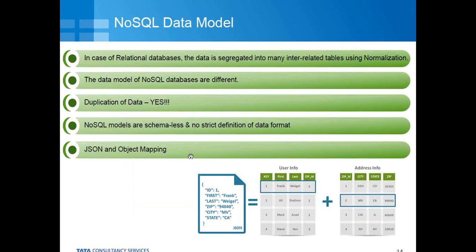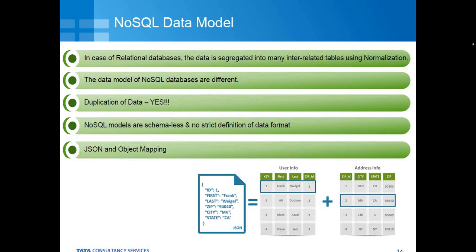So coming to the NoSQL database model. In the case of a relational database, as discussed, the data is segregated into multiple tables and stored. There is a primary key or foreign key which will relate the data between one table and the other table. So for multiple data to be stored, we will be creating multiple tables, normalizing the data, and then fetching the data accordingly.